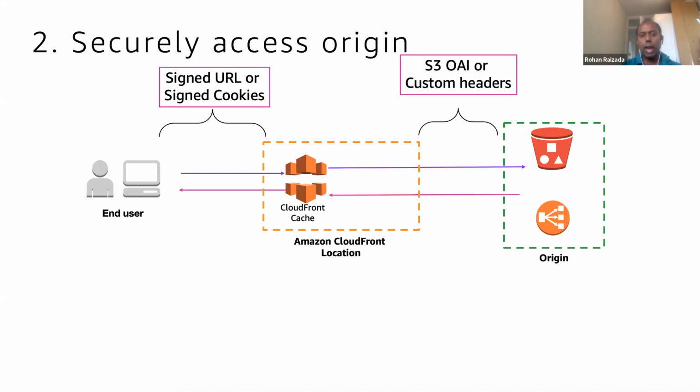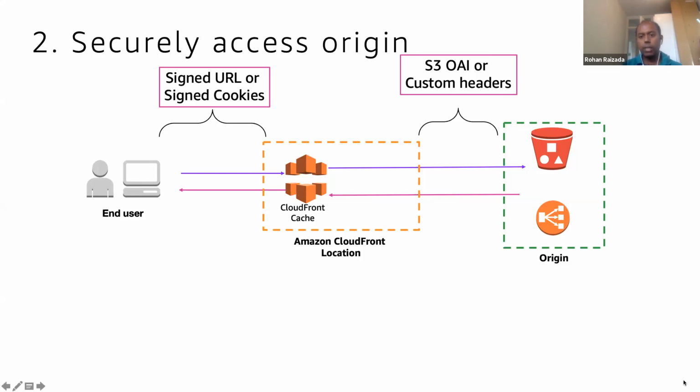Or there is also an added protection of using S3 origin access identity to secure that part of your bucket, or using certain custom headers. So you add certain headers before you send the request, so that the origin can validate that the request is indeed coming from CloudFront, and if not, it can just reject the request.